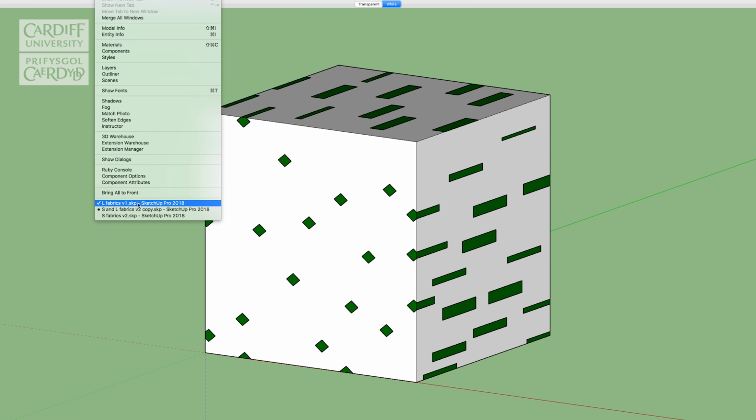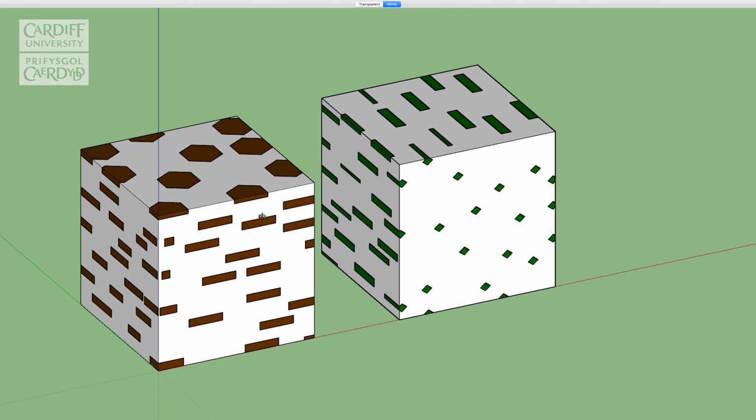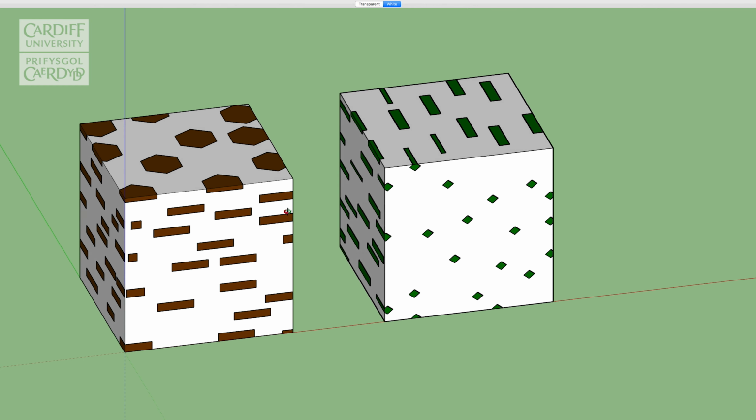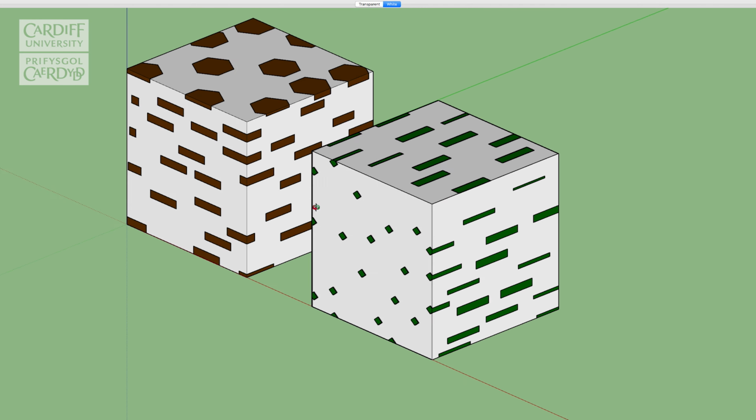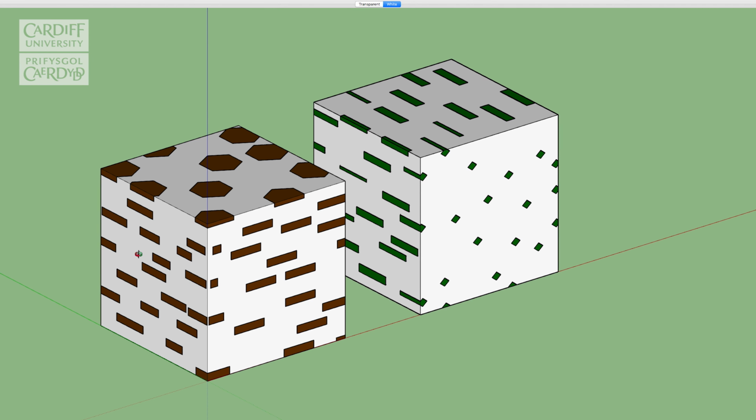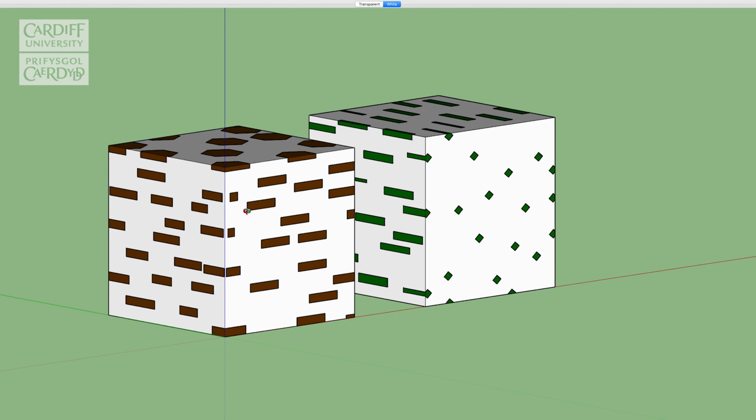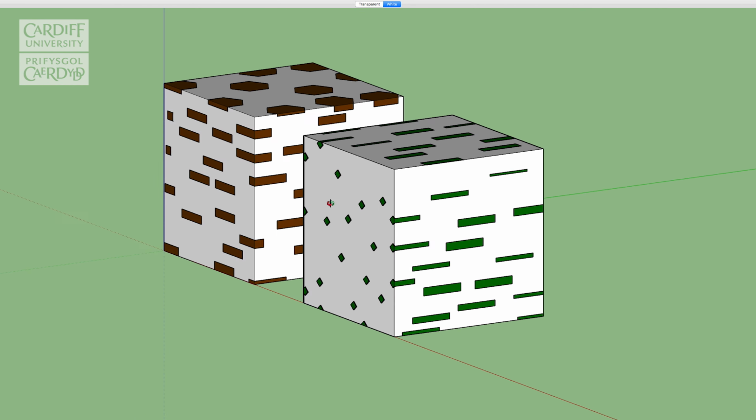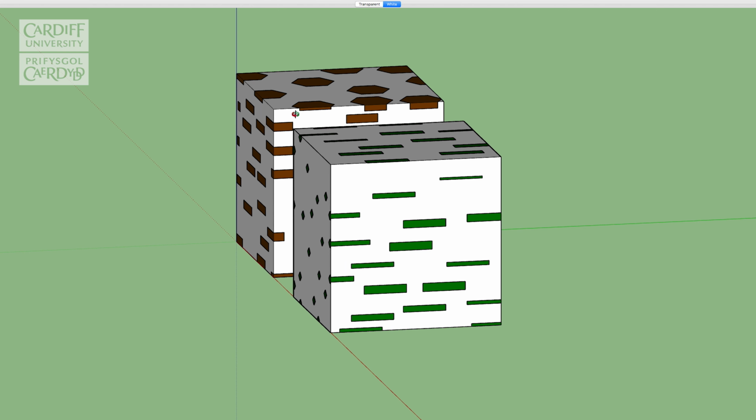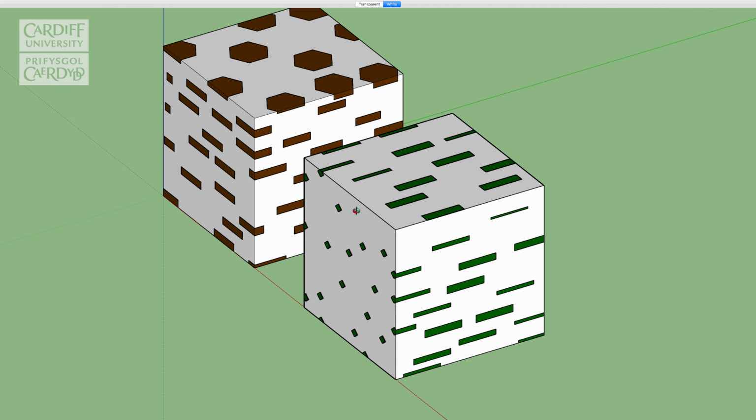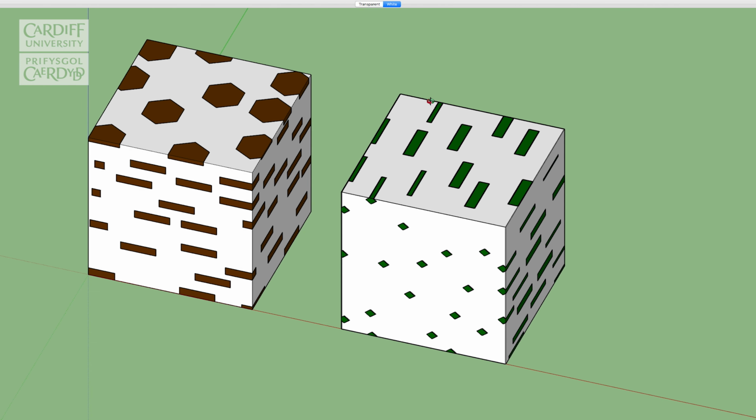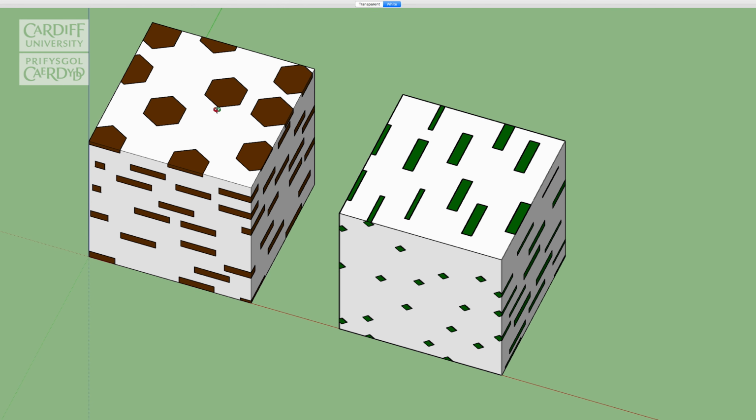So let's now compare those two models side by side. Here they are. As we look around the two models, we notice the similarity that in both cases there are four sides of the cube in which we see parallel lines denoting the edges of respectively the mica and the amphibole grains. On the other two sides, in the one model, we'll see the hexagonal shapes of the mica grains, which have got dimensions comparable to the edges that we see on the other sides of the cube.